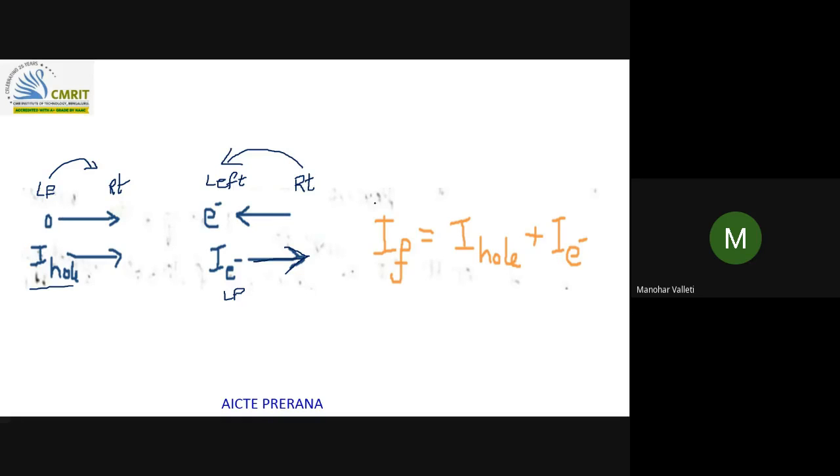So the total current is equal to I hole plus I electron. This is about diode forward current, which we will see in detail in coming discussions.